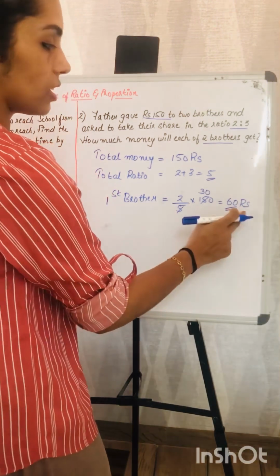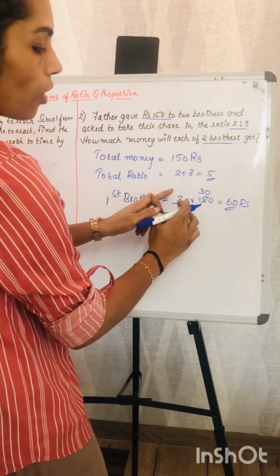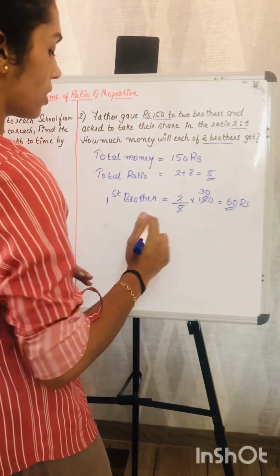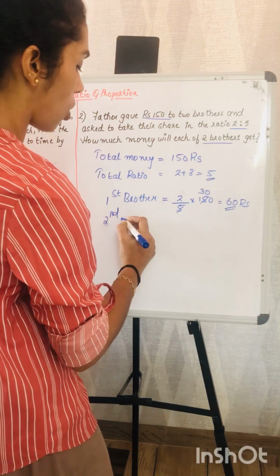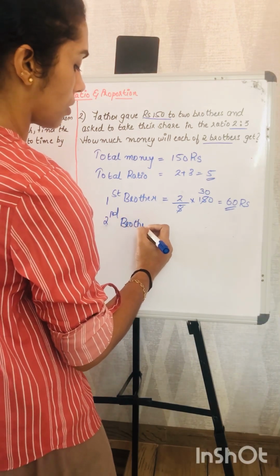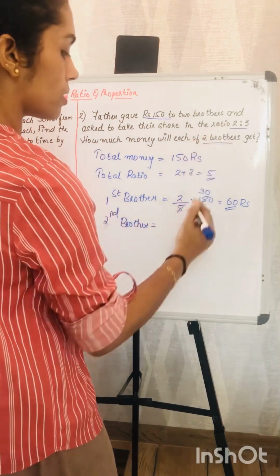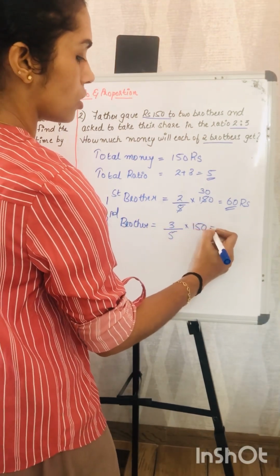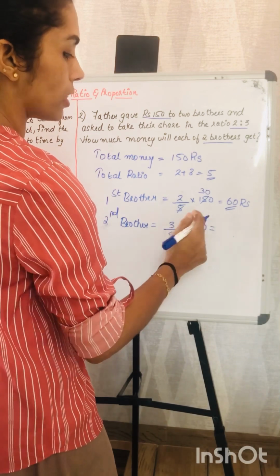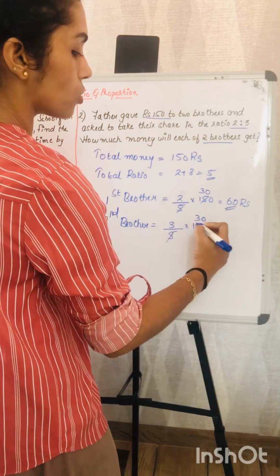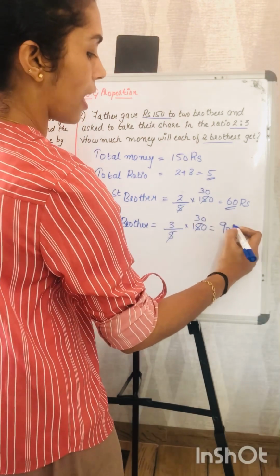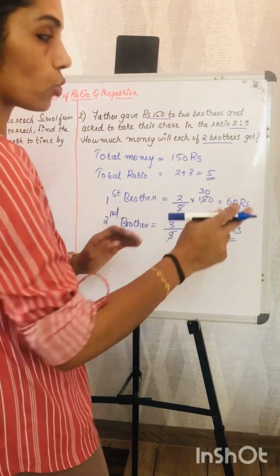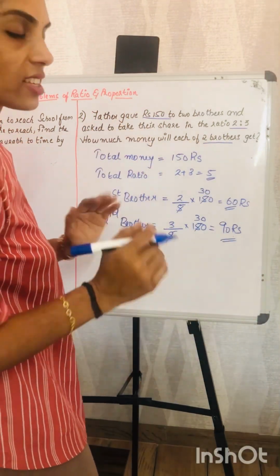Now we got this. This 60 rupees is from the portion, 2 portions of the total 5 portions you get. So the second brother's money, how much do you get? What is the part given to him? 3 from 5 into 150. So 5 3s are again 15, right? So 30. 3 30s are 90 rupees. So from the 60 plus 90, how much do you get? You get 150. So our answer is correct, right?